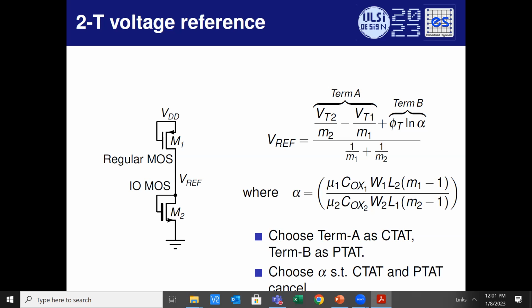VT1, VT2, we don't know what these are, but we can choose our MOSFETs such that VT1 minus VT2 or VT2 minus VT1, right? Either of these will be CTAT. Whichever it is, we'll engineer our circuit such that this one is CTAT, this one is PTAT. Choose alpha such that you cancel the slopes. This is the story.